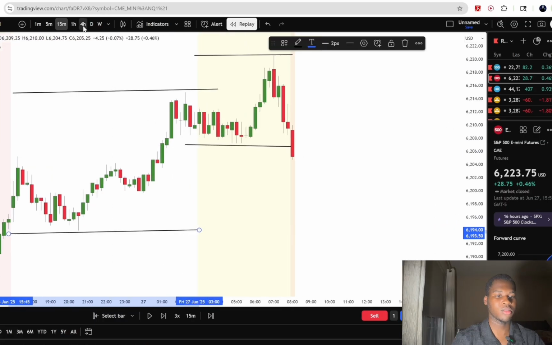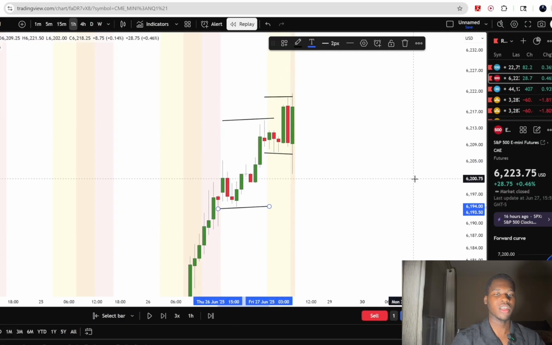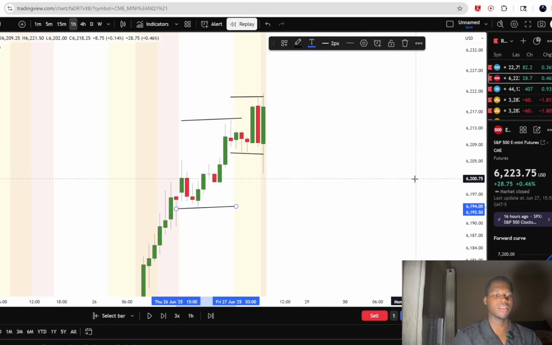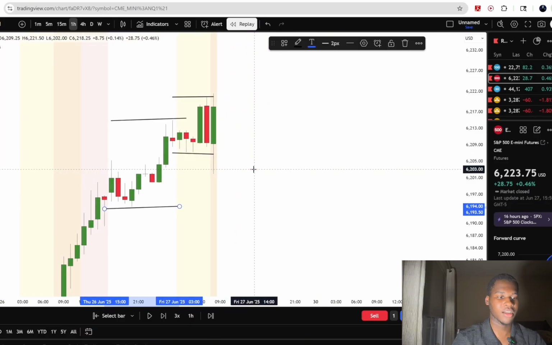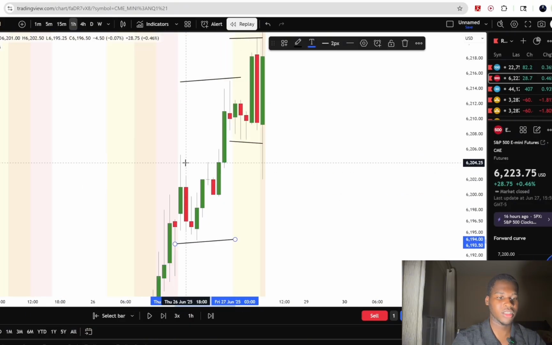We then go to the 1 hour time frame. And what are we looking for? We are looking for demand zones, particularly because we want to see buyers step in because the overall narrative on ES has been bullish. So we then go to the higher time frame. We mark off our just right here.